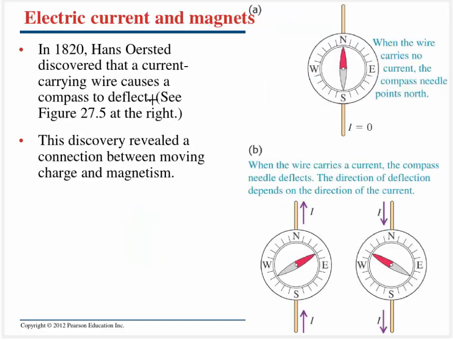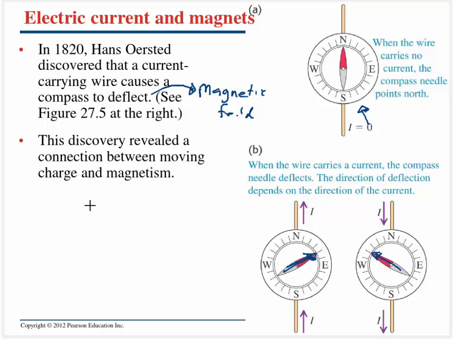Believe it or not, it wasn't until the 1820s that we learned that a current-carrying wire is going to cause a compass to deflect. What this means is that there's going to be a magnetic field. If we had a wire that's not carrying current, shown with this picture right there, then the compass is just going to be pointing towards the north. But if we ran a current through that wire, it causes this compass to deflect, saying there's a magnetic field. If we were to reverse the direction of the current, it's going to cause the magnet to deflect differently.